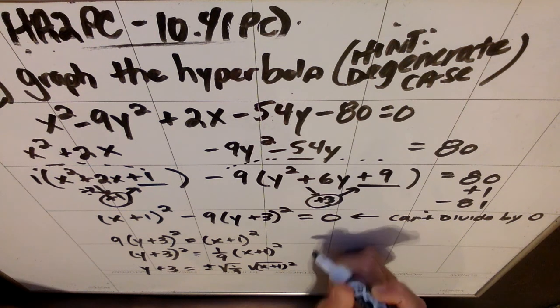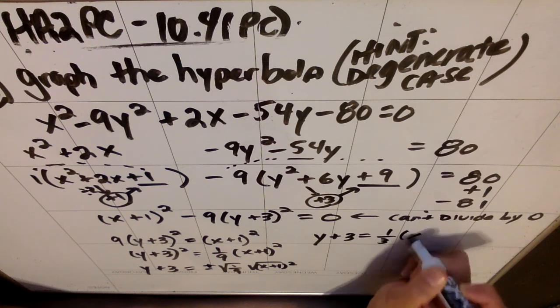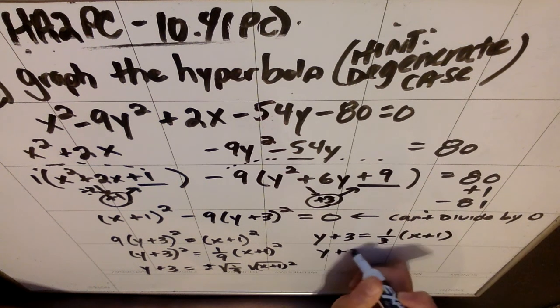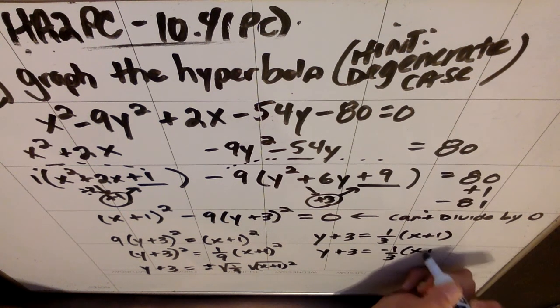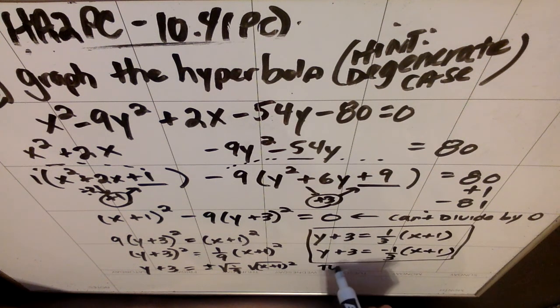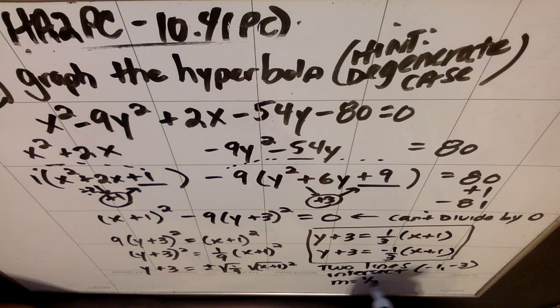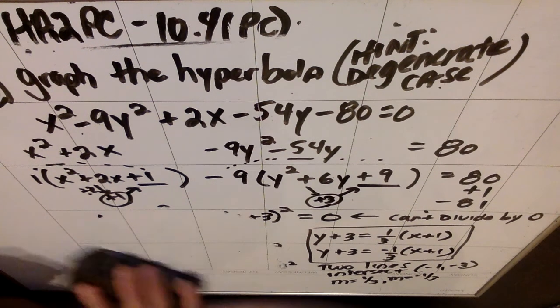So what's going to end up happening is I'm going to get essentially two equations. I'm going to get y plus 3 equals 1/3 times x plus 1, and I'm going to get y plus 3 equals negative 1/3 times x plus 1. So really, these are two intersecting lines. They intersect at the point -1, -3, and they have slopes of 1/3 and -1/3. So basically, these are just the asymptotes, no hyperbola. So I can graph them, and that's just fine, but it's not going to be a hyperbola.